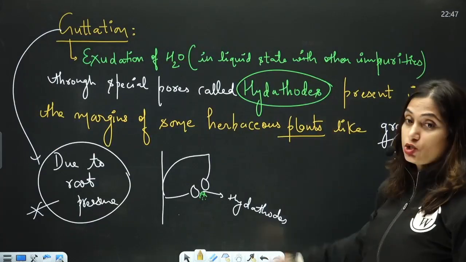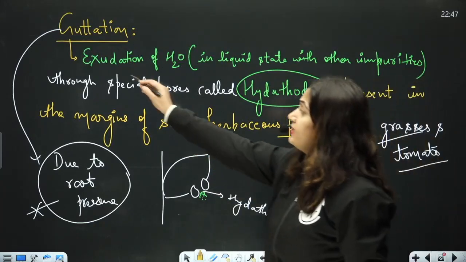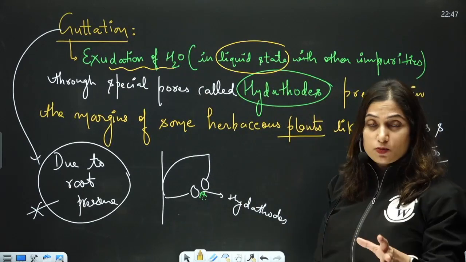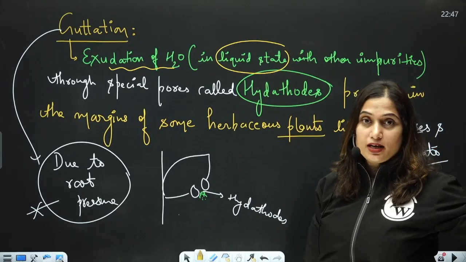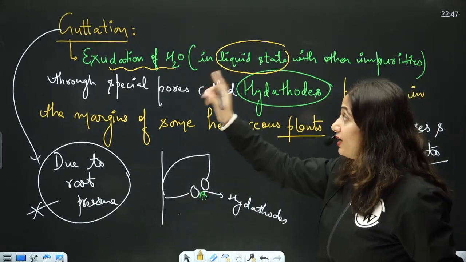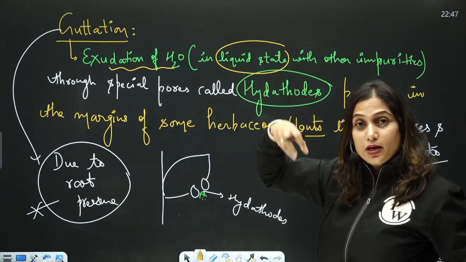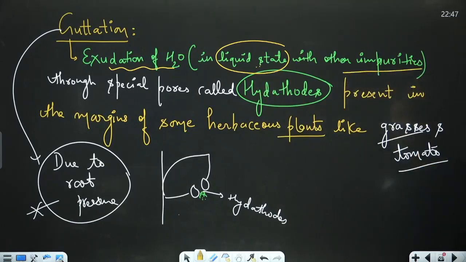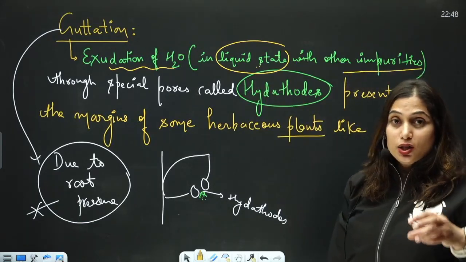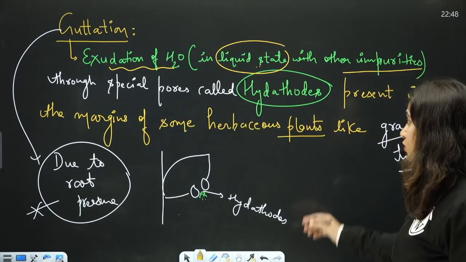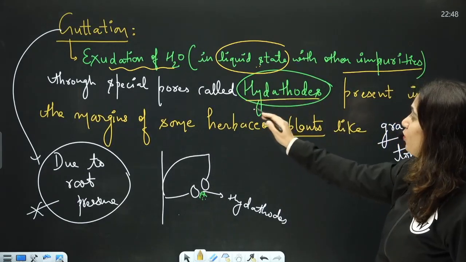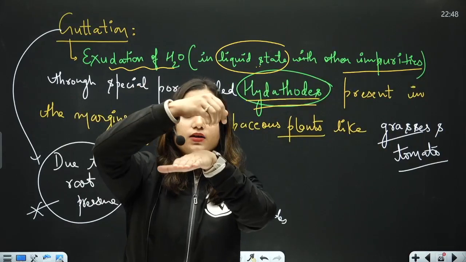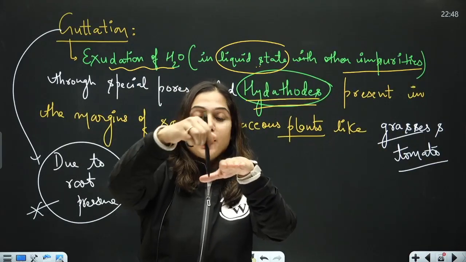Now let's understand guttation. Guttation is the exudation of water in liquid state, right? In transpiration, the water comes out of stomata in gaseous state. But in guttation, the water comes out in the liquid state and with impurities. And in guttation, the water comes out through special pores called hydathodes. These hydathodes are present on the margin of leaves, not on the surface, on the margin of the leaves.